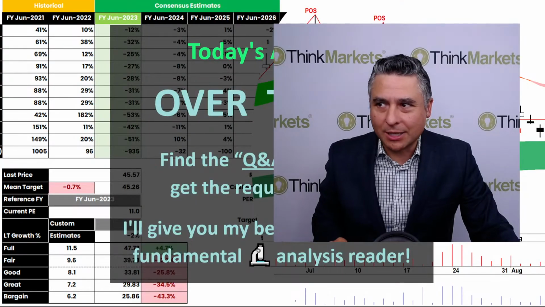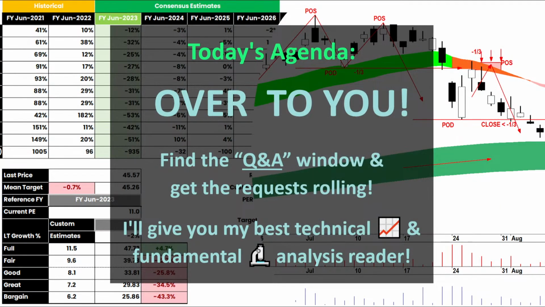The format today is very simple. Over to you. Find the Q&A window if you're watching on Zoom in session, always the best way to do it. Type in the stocks you'd like me to look at, and I'll give you my best technical and fundamental analysis read. And if you're watching on any of the streaming services, YouTube, LinkedIn, Facebook, or Twitter, you can do the same.